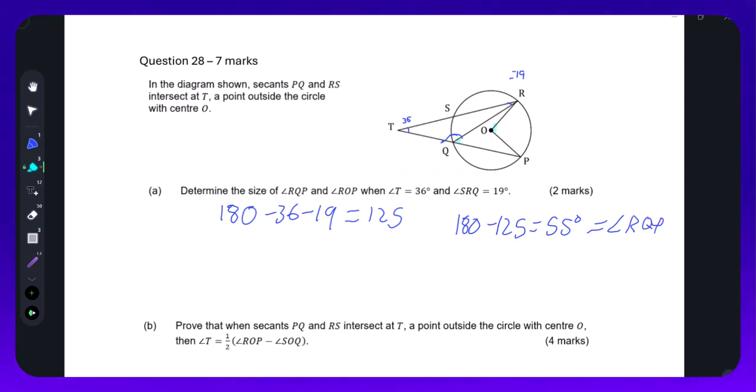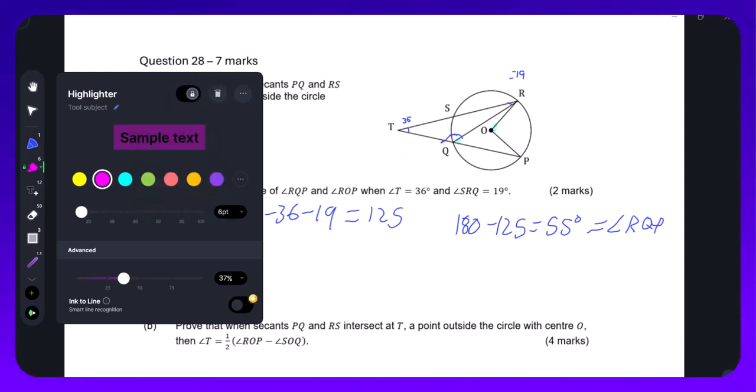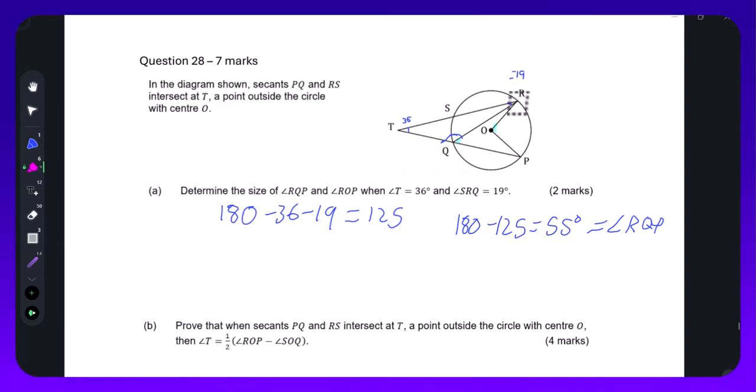Now I'm going to show it a little bit simpler. For the next one, we've got our arrow shape, and therefore the angle at the origin is going to be double the angle at the circumference. Therefore 55 times 2 is 110, and that equals angle ROP. And we're done for that one.